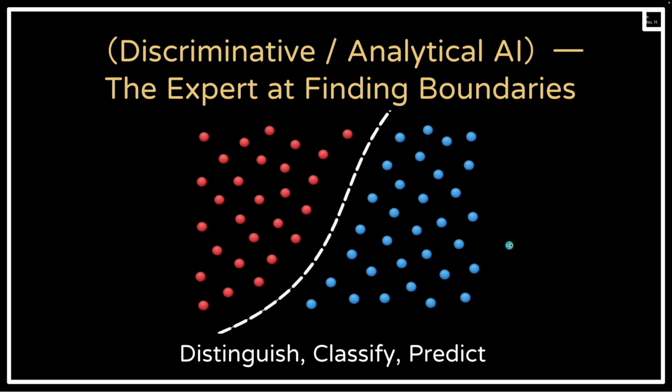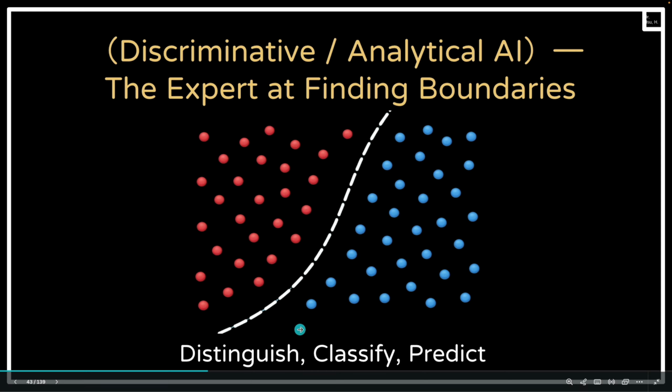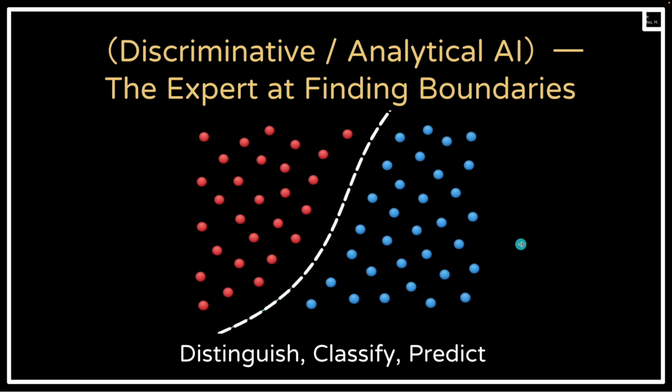Is this spam or not spam? Fraudulent or legitimate? High risk or low risk? Will this customer churn or stay? So when you see the three words at the bottom, distinguish, classify, predict. That is the entire logic of analytical AI or discriminative AI in one line.